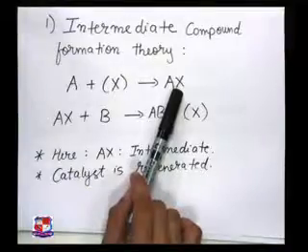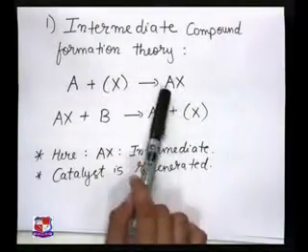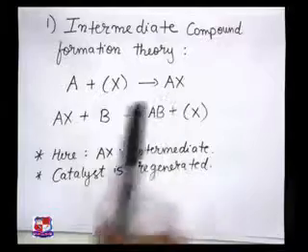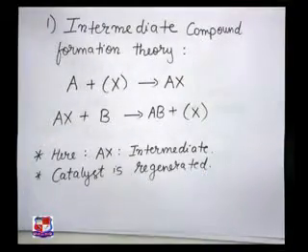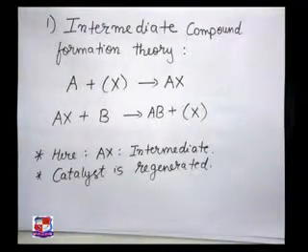That is your intermediate product. Okay, remember, A is your reactant, X is your catalyst.